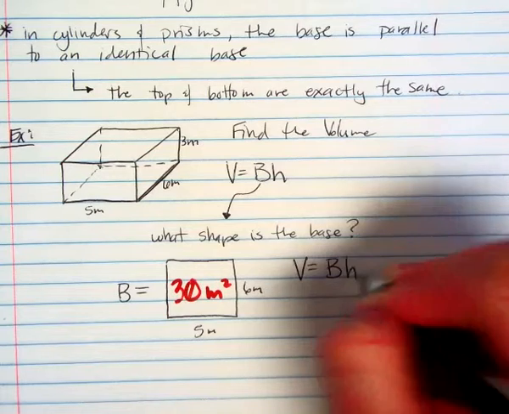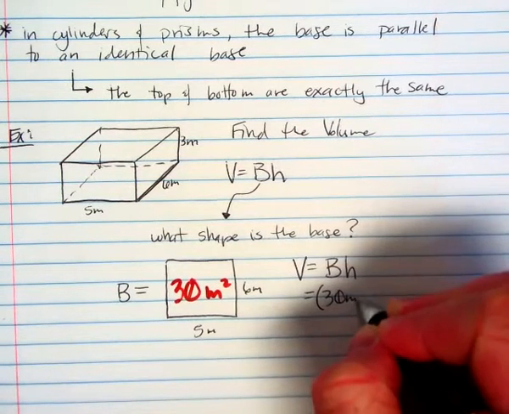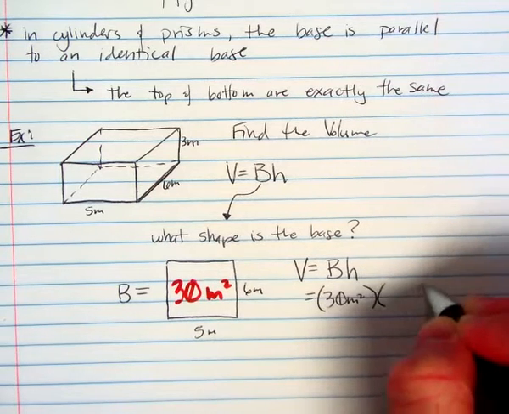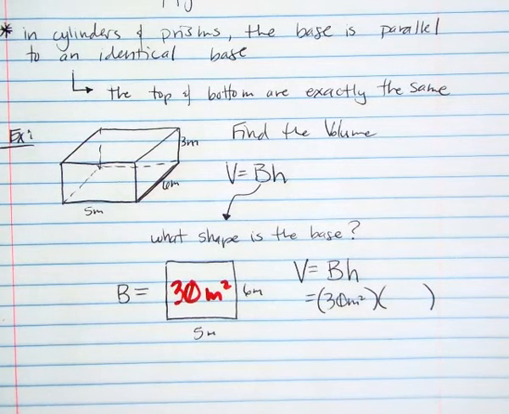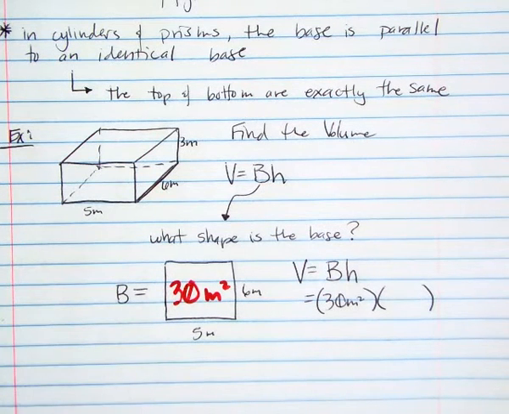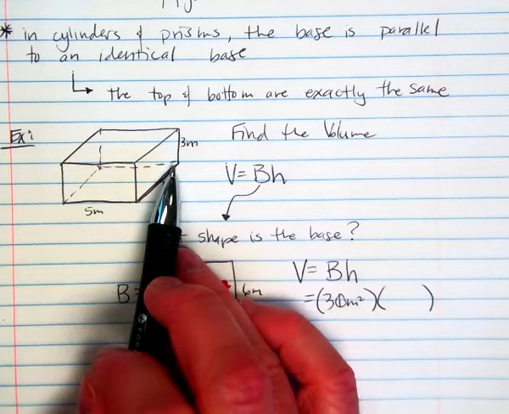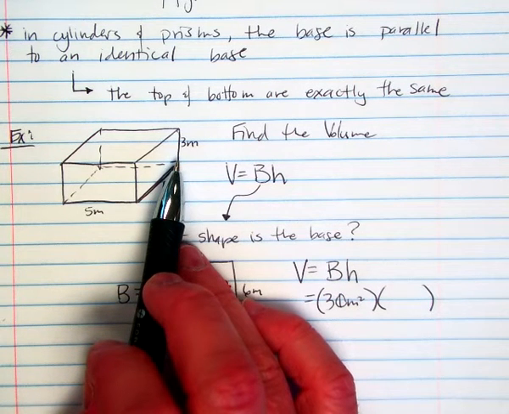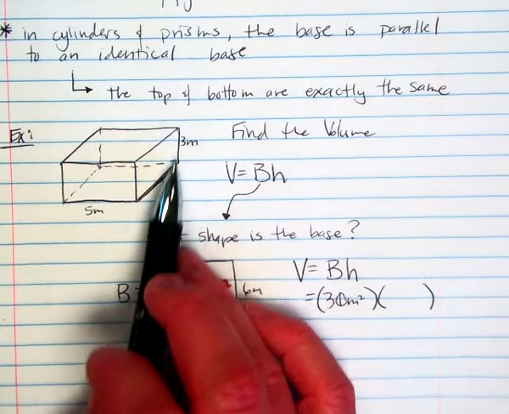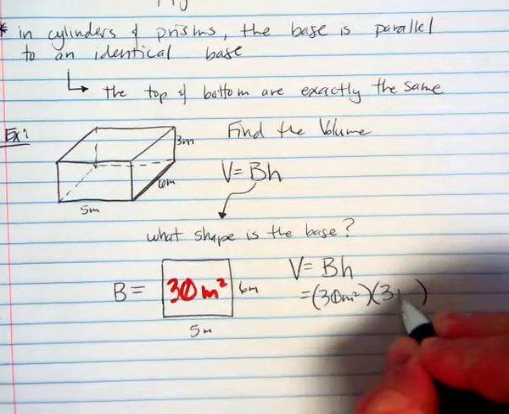If volume is capital B times H, well, we know capital B, that's 30 meters squared. We just found that. Can someone tell me what the height of this entire prism is? Go back to the 3D shape. Can someone tell me the height of the prism, how tall this prism is? Breton? 3 meters. This piece right here. Height is almost always straight up and down. And this is the only piece that's straight up and down, 3 meters. So 3 meters for our height.